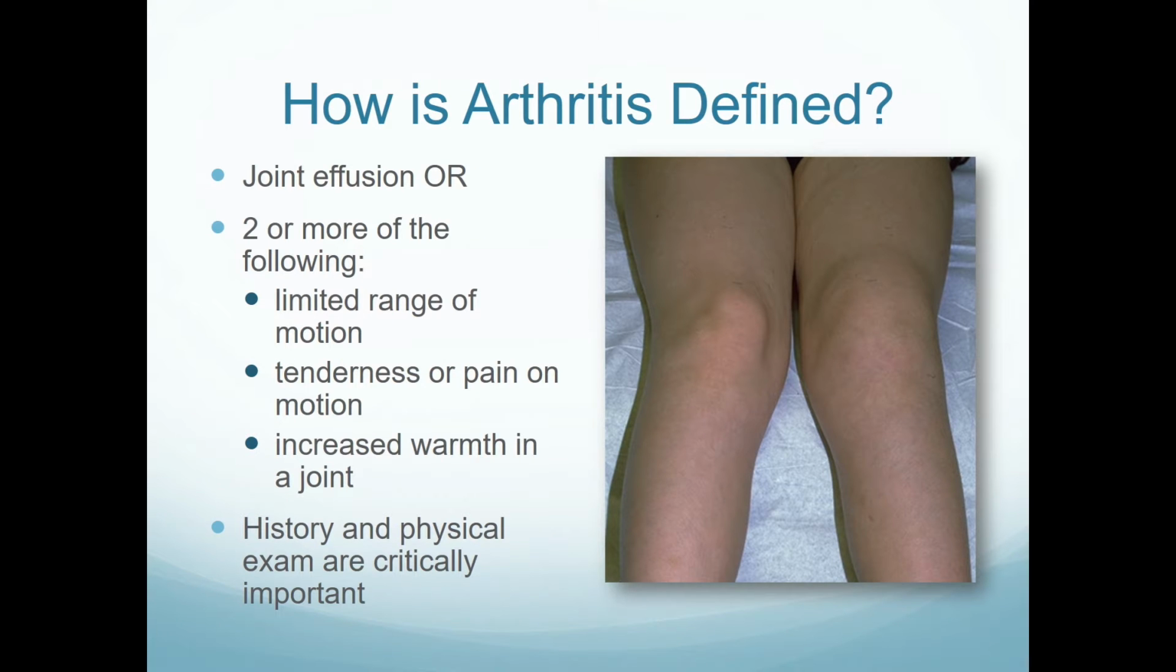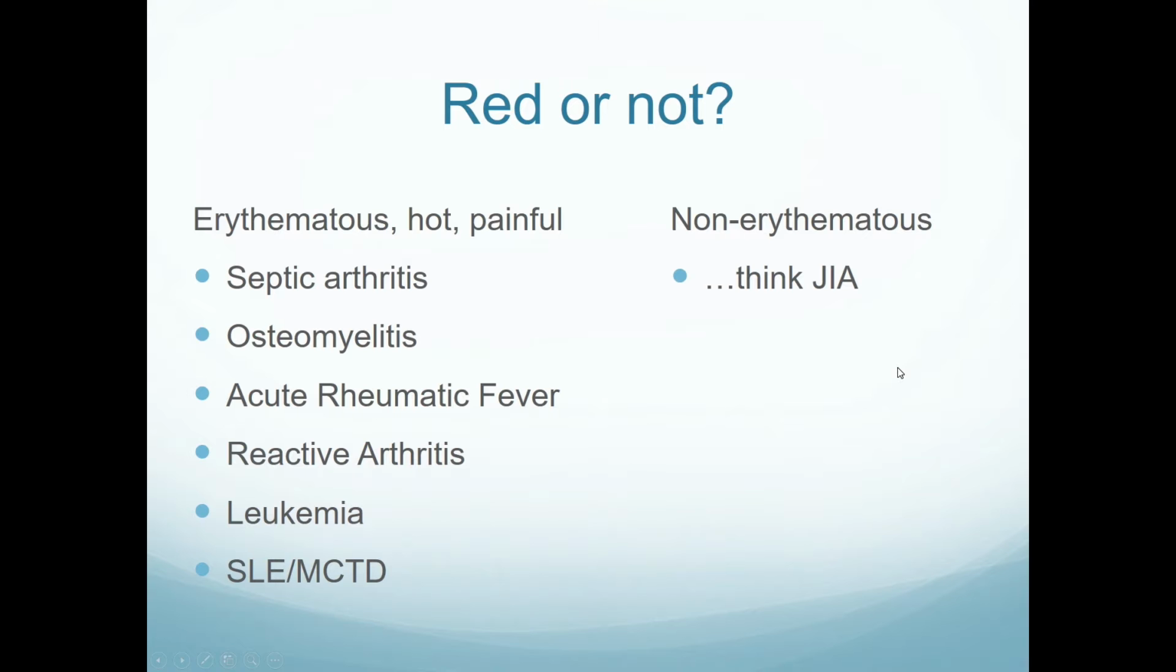Okay, so back to the original point because this is really important, right? So arthritis is defined by joint effusion, okay? Or two of the following, but I would say most typically they do have swelling. So truly, the history is important, but the physical exam is absolutely critical. Okay, back to this point, is it red or not? So you can see the list of the things that are red, for the most part, are very concerning things. So if it is very inflamed, you have to be concerned that there's an acute process that needs urgent evaluation, right? If it's not, then that's much more common with a primary juvenile arthritis.